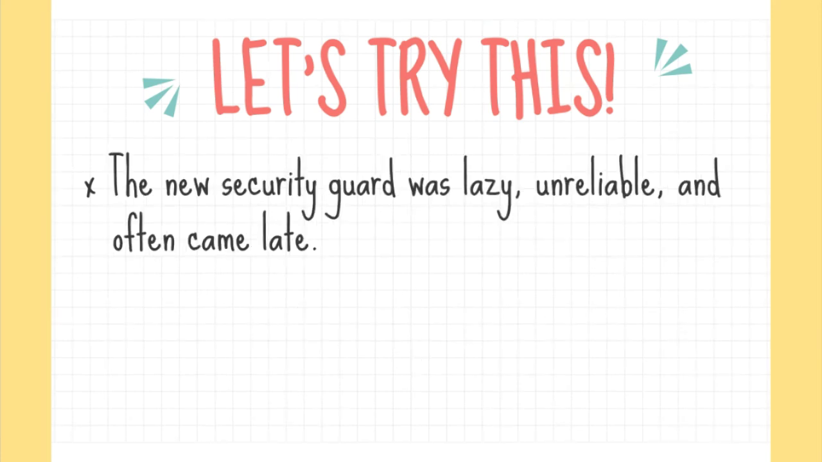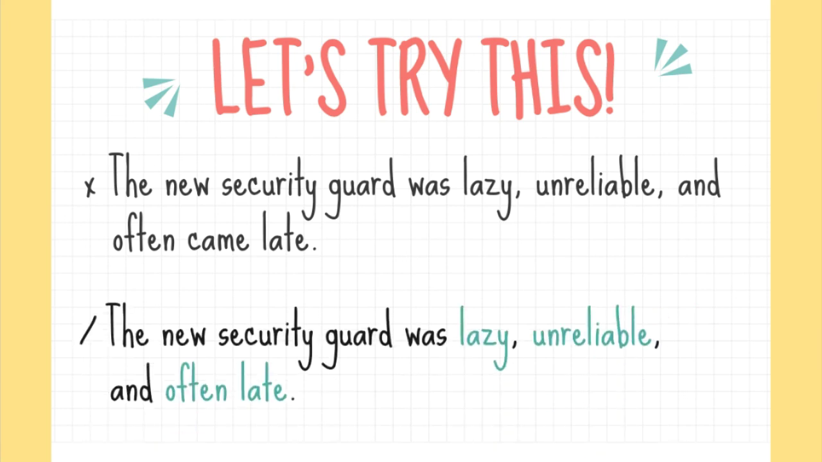The new security guard was lazy, unreliable, and often came late. So how are we going to make this sentence parallel? So it will become, the new security guard was lazy, unreliable, and often late.